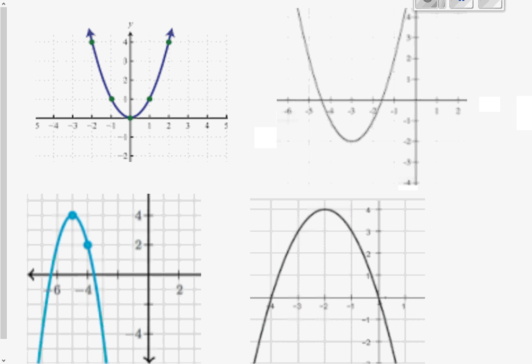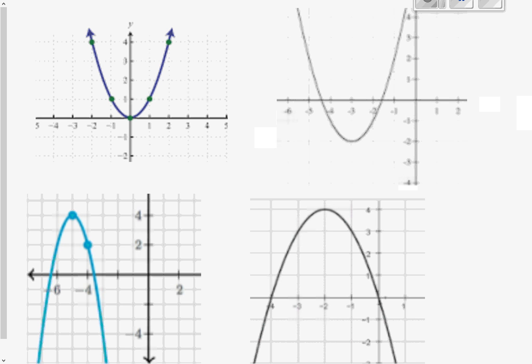Okay, so here we have a bunch of graphs. What we need to remember is that the vertex is actually the maximum or the minimum point of your parabola. So you're looking for either your highest point or your lowest point. And so if you're given a graph, to identify the vertex, simply find that highest or lowest point.